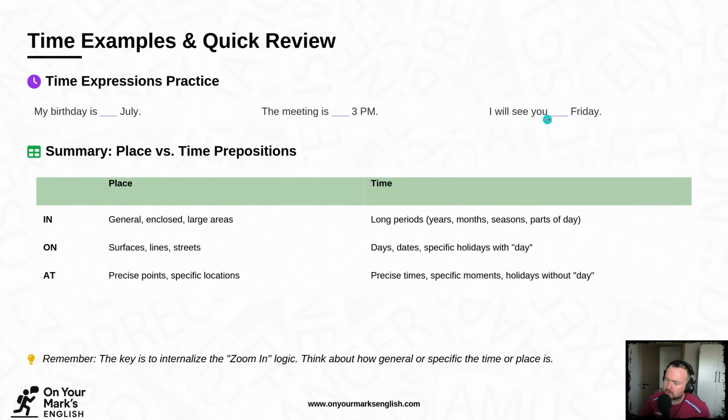Then the last one, I will see you Friday. Friday is a day. Okay, so it's smaller than a month, but it's bigger than an hour. So we're going to say I will see you on Friday. The key is to internalize the zoom in logic and think about how general or specific the time or place is. Ask yourself, is it big, medium, or really small?